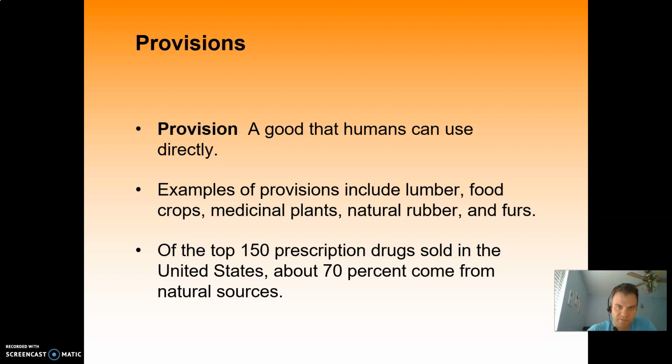Of the top 150 prescription drugs sold in the United States, about 70% come from natural sources. So that's what we're talking about. Like, you can go into the Amazon rainforest. We don't know all the species that are out there. However, a cure for a cancer might be in there. A cure for a disease might be in there. And we don't know because we've made it go extinct because of our logging efforts. So these are any goods, things that we can use directly.